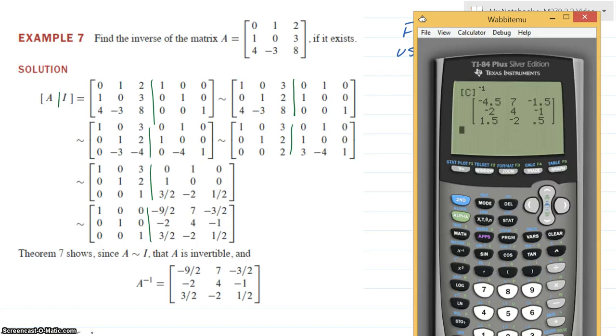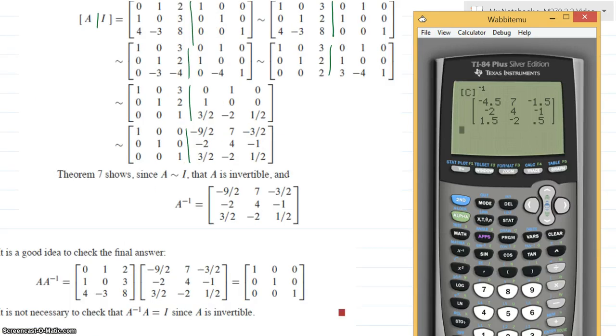We sure do. If you wanted to check it, I know mine is C instead of A, but we could just take C times C inverse. So let's go and do that. Let's go back to second matrix and type in a 3 for C. And then I'm going to multiply that by C inverse. Back to matrix, number 3 for C, and then raise it to negative 1. And let's see what we get.